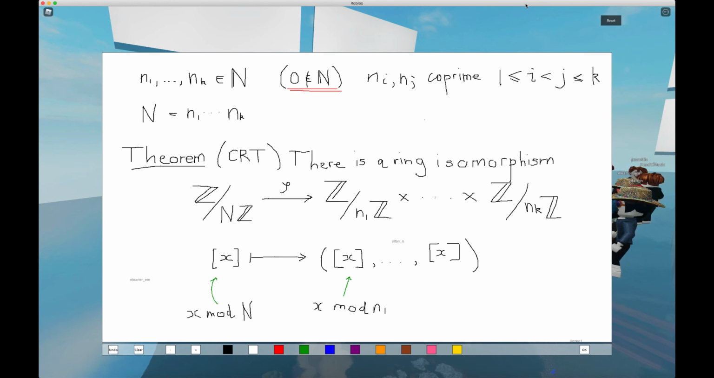Any other questions? What's the capital N? It's just the product of all of the coprime lowercase n's that you started off with. So you take a list of pairwise coprime integers, and then capital N is the product of all of those, right? Okay, no worries.